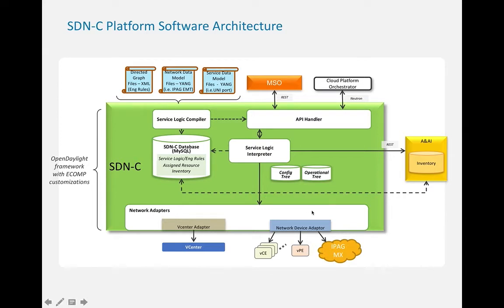On the bottom of the diagram here, you see a layer of network adapters. This layer is how the SDN controller communicates with various devices. And two examples that you see here in this diagram are a vCenter adapter, which could be used to talk to a vCenter to perform operations on VMware, or a network device adapter. And some of the network devices that you might want to talk to might be various types of edge switches or interconnects and things of that nature.